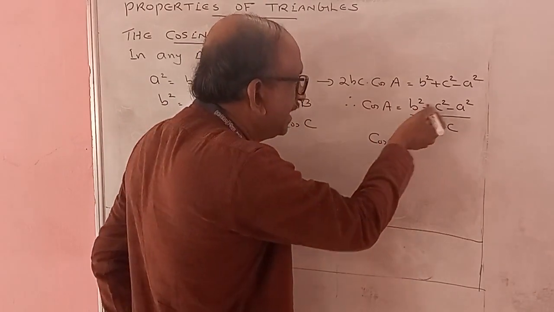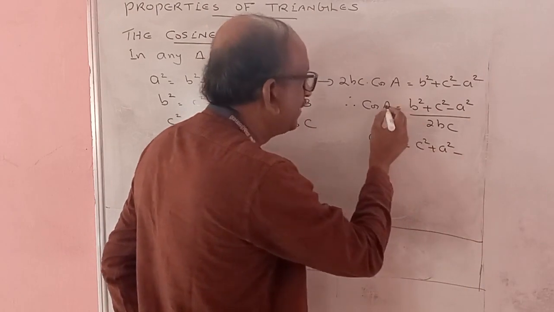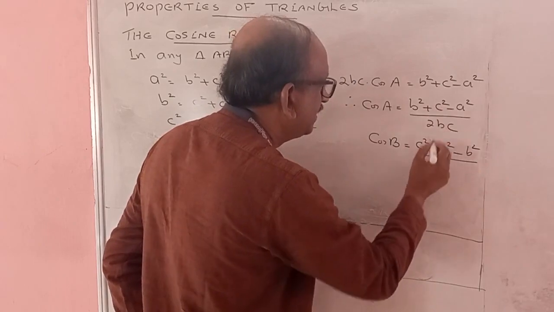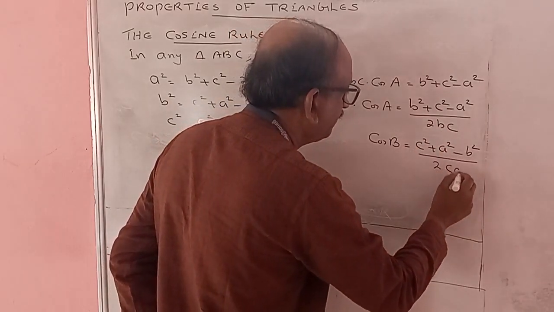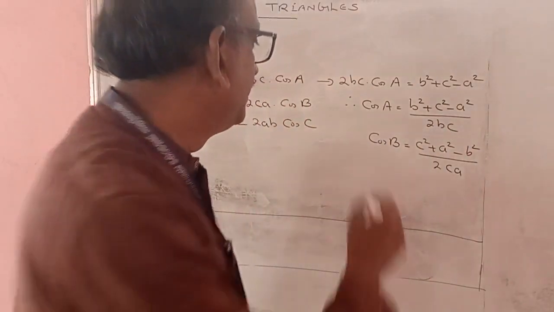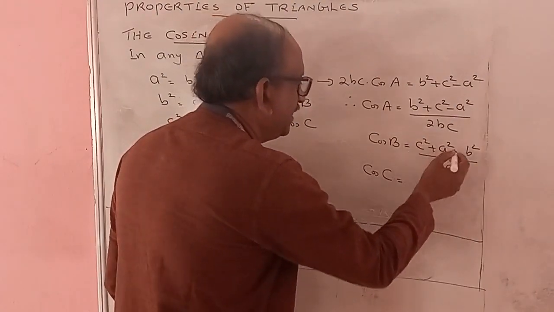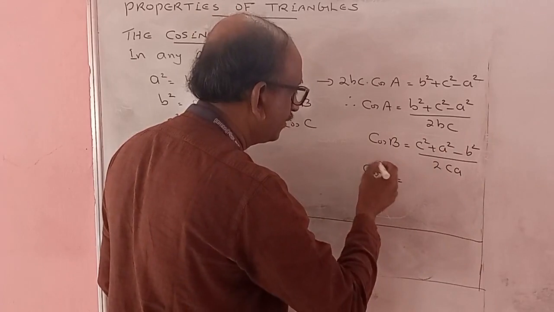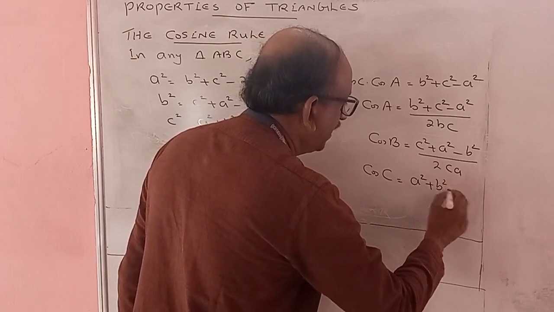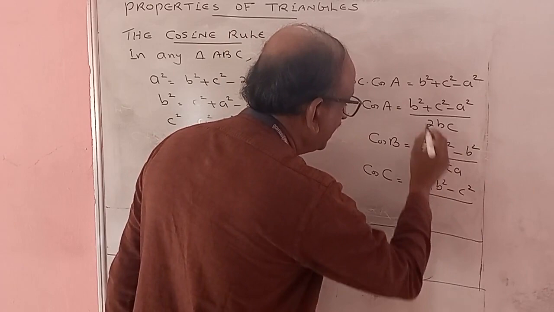Cyclically, A, B, C goes to B, C, A. Therefore, cos B is equal to c squared plus a squared minus b squared by 2ca. Next, cos C: B, C and A. Therefore, cos C is equal to a squared plus b squared minus c squared divided by 2ab.